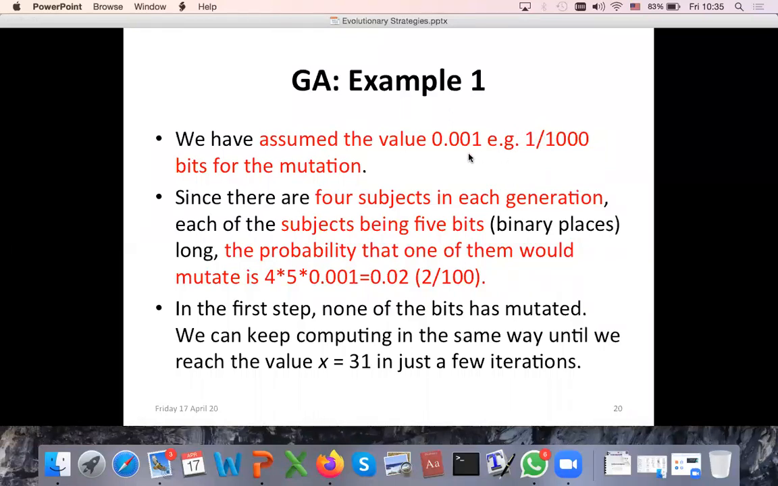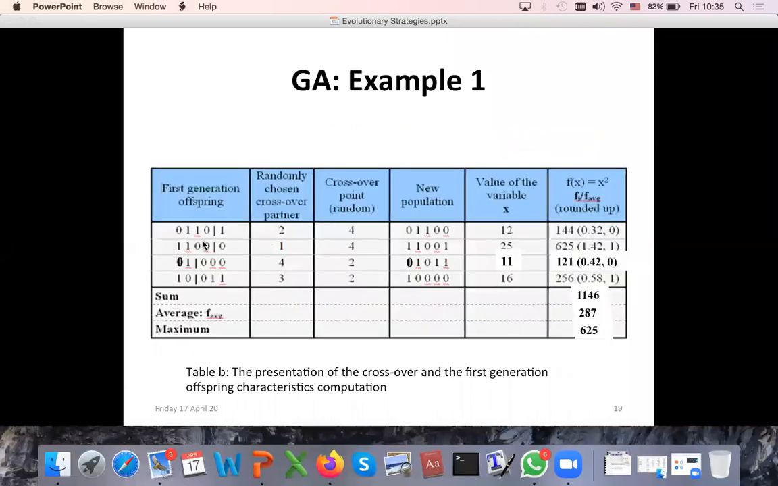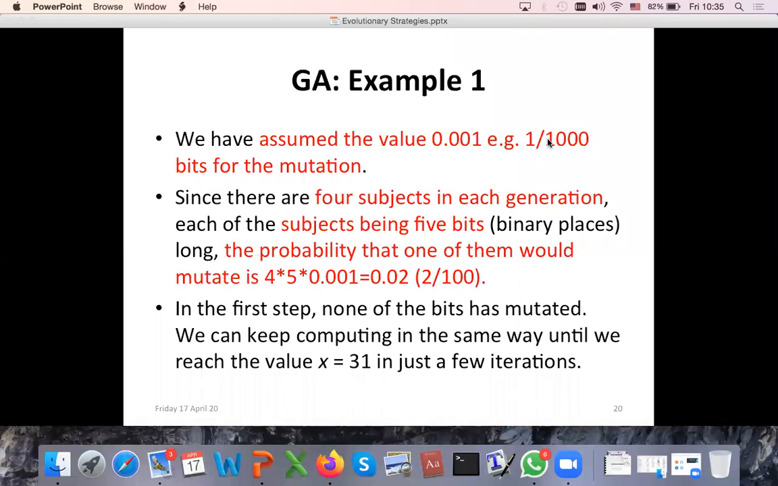Okay, this is the meaning of this 0.001 or 1 over 1000. So if I am assuming this value, it means 1 over 1000. In other words, among 1000 bits of the strings, that is, the bits that you are getting in each population and in the members of the population, I am allowed to change one bit. This is the meaning of this 0.001.